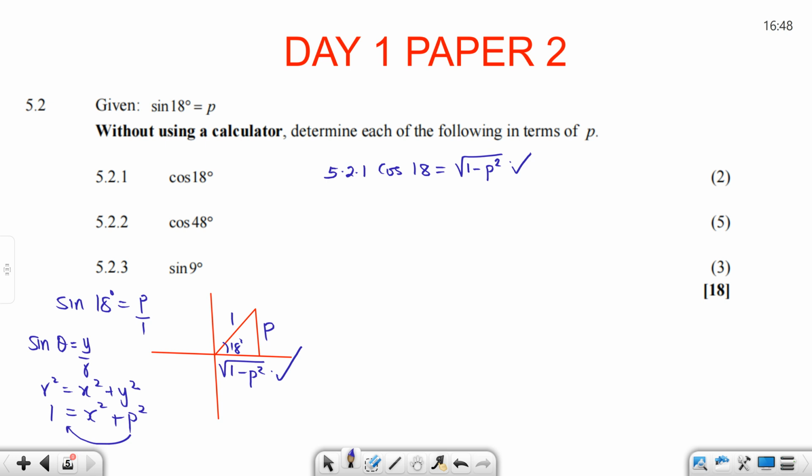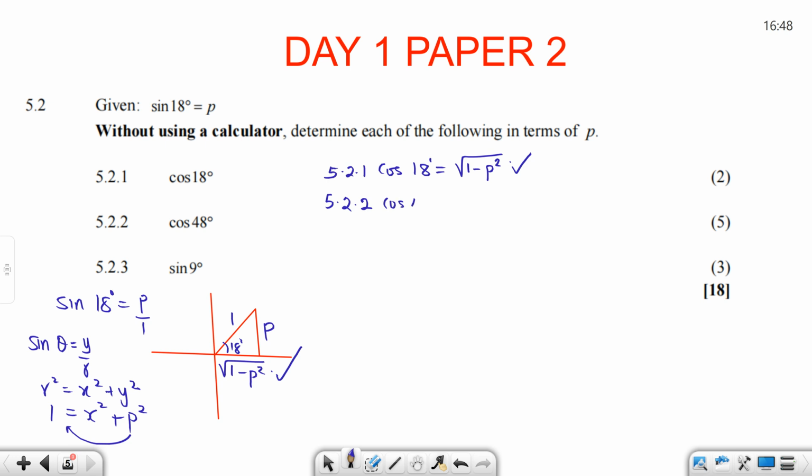Cos 48, is there a relationship? Remember, there's a checklist. You must check whether it's a cofunction, whether it is related to any special angle, whether it's double or whether it's half. Here I quickly see that it's not half, it's not double, but it has a connection with a special angle. What's the special angle? 30.